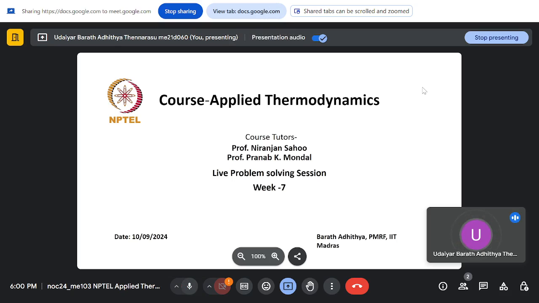This is week 7 of the Applied Thermodynamics course. Till now, this will be the last session on the IC engines, internal combustion engines. Previously we saw how an internal combustion engine works and the various cycles which can be operated in an internal combustion engine, like the Otto cycle, diesel or dual cycle.